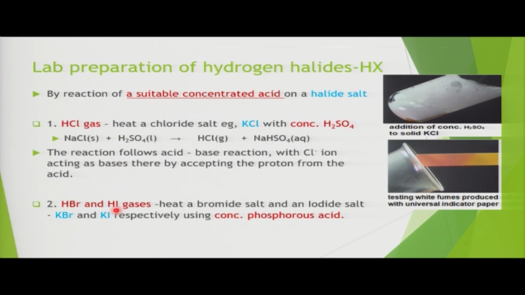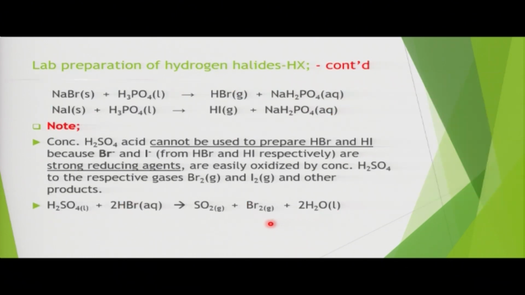What about when you have hydrogen bromide and hydrogen iodide gases? How are they prepared? Unlike hydrogen chloride gas, here we use concentrated sulfuric acid. There are reasons, but let's first understand what happens.